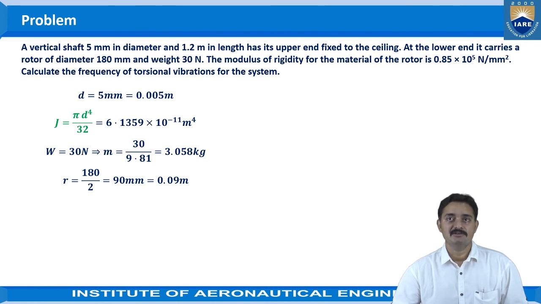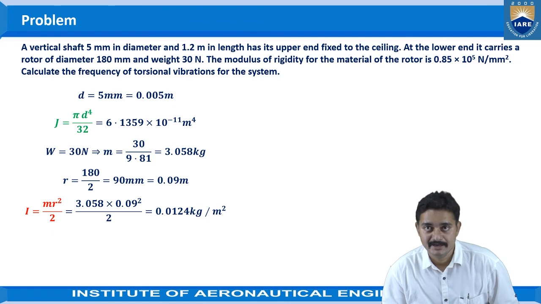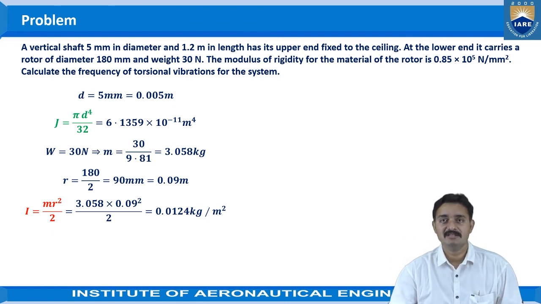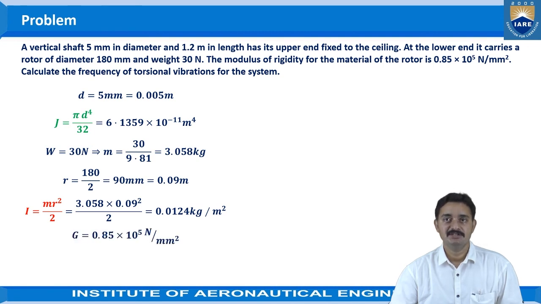And R is equal to 180 by 2, that is equal to 90 millimeters. So we can write it as 0.09 meters. And the value of I is equal to m r square by 2, that is equal to 3.058 into 0.09 square by 2, that is equal to 0.0124 kg per meter square. And G is equal to 0.85 into 10 power 5 Newton per millimeter square, that is the value given. So we can write it as 0.85 into 10 power 11 Newton per meter square.